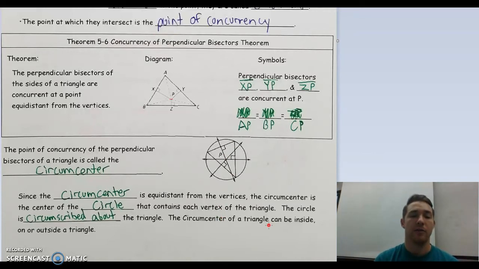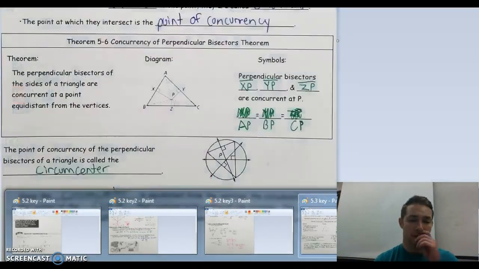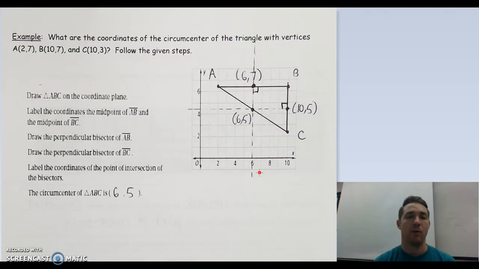The circumcenter of a triangle can be inside, on, or outside the triangle. It depends on what kind of triangle you're using, if it's acute, right, or obtuse. In that next question on the back side of this, we see an example where I think we have a right triangle. If we're trying to find the coordinates of the circumcenter, and the triangle has these vertices, 2, 7, 10, 7, and 10, 3, I follow these steps, and this is what my figure looks like afterwards.